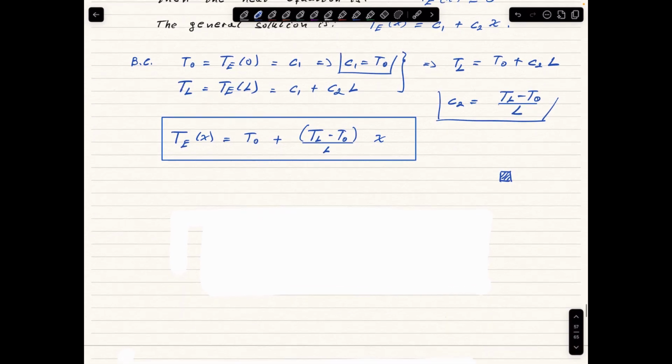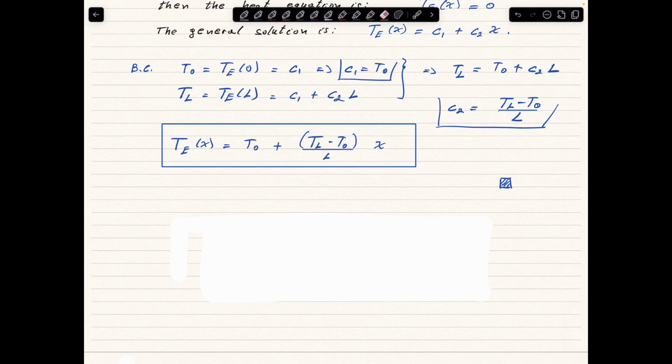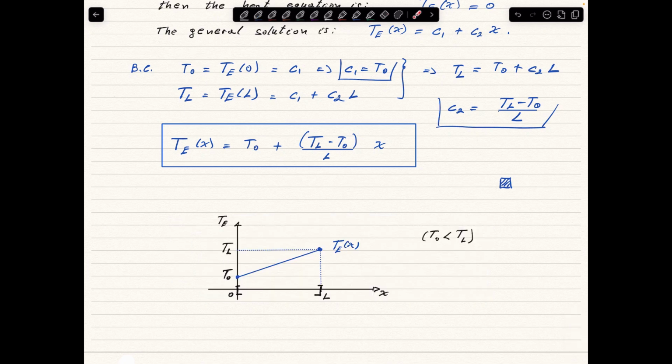So what we are saying in a little graph is that the equilibrium solution, in this picture, we are assuming the T0 is smaller than TL. So suppose this is our temperature on the 0 side of the bar, this is x. And suppose this is the temperature on the L side of the bar. Then the equilibrium solution is a straight line connecting these two temperatures.